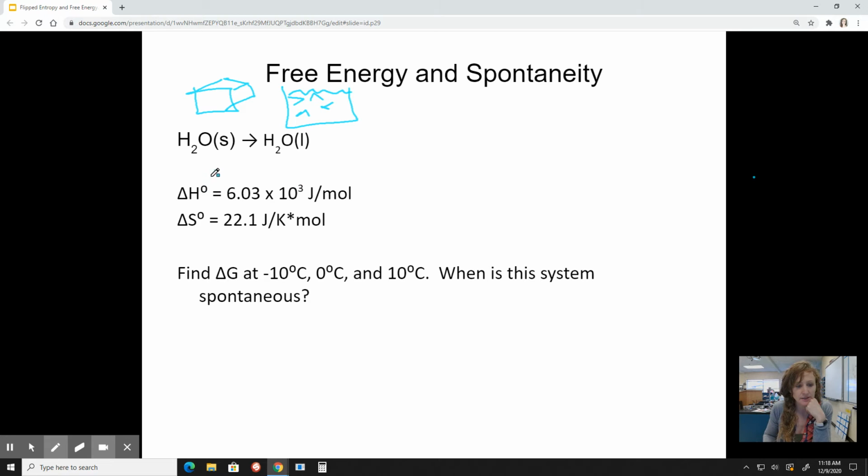Okay, so they give you the delta H naught of the system. Remember that naught is going to mean standard temperature and pressure, and also 1 mole. They also give you delta S naught for the system. Remember that delta S naught is of the system. And they want you to find delta G at -10, 0, and 10. When is the system spontaneous? So go ahead, pause this video, work it out, see if you can get an answer for delta G at these 3 spots, and I'll do the same.